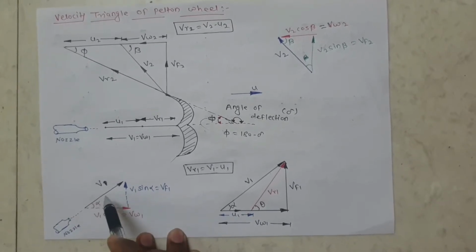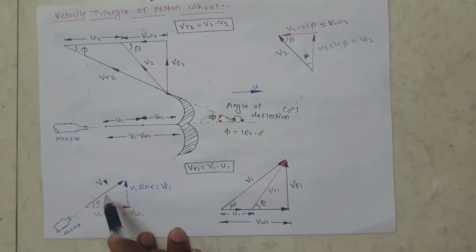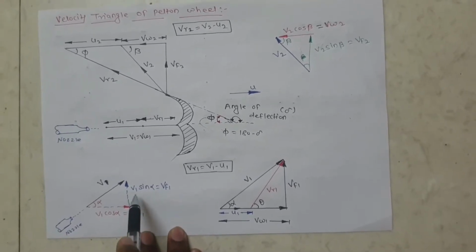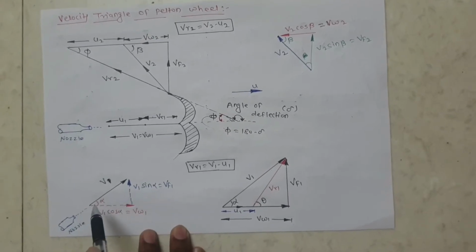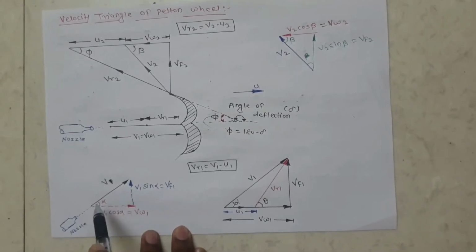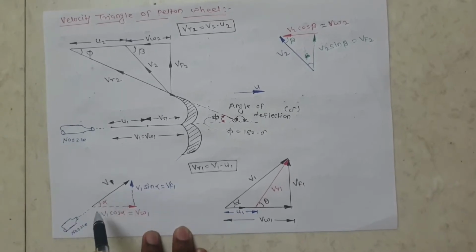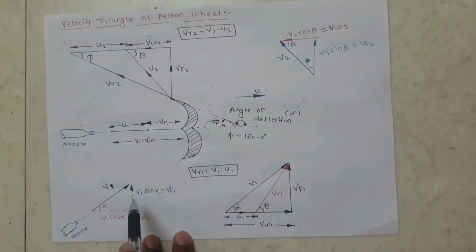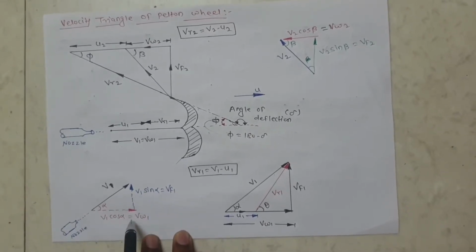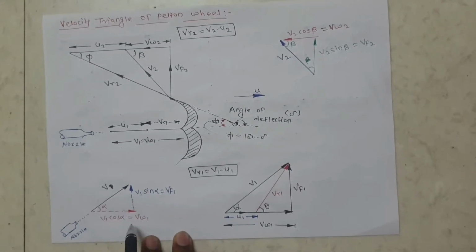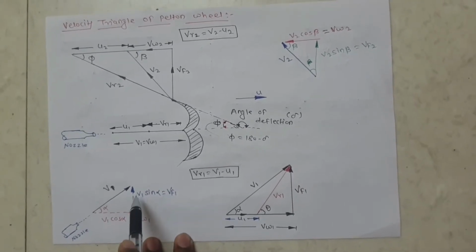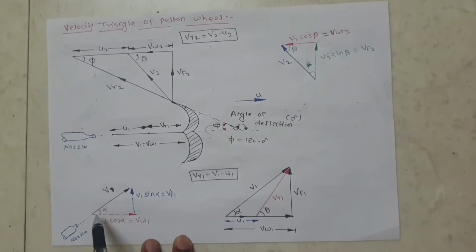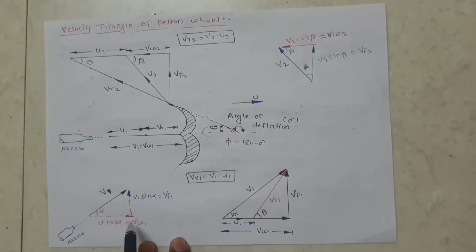That absolute velocity of water jet has two components. The first one is the horizontal component, second one is the vertical component. That means we resolve the absolute velocity V1 in two parts. Already you know that the horizontal component is V1 cos alpha and vertical component is V1 sin alpha. The alpha is the angle made by the absolute velocity V1 with the horizontal direction.